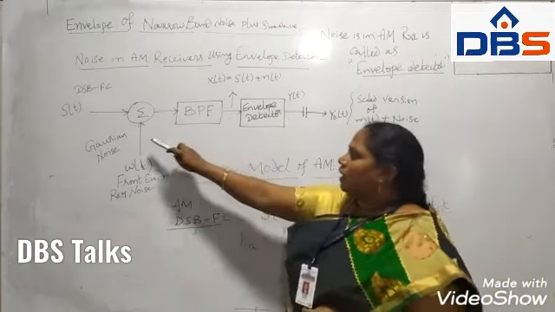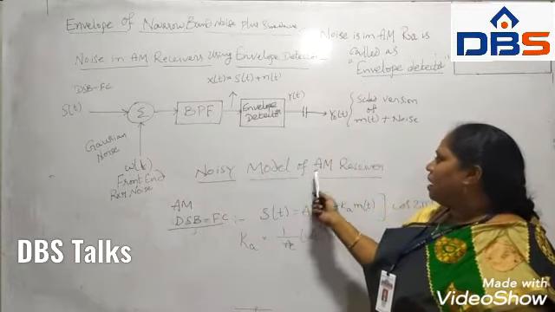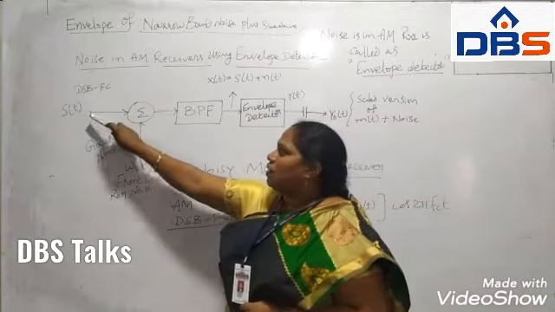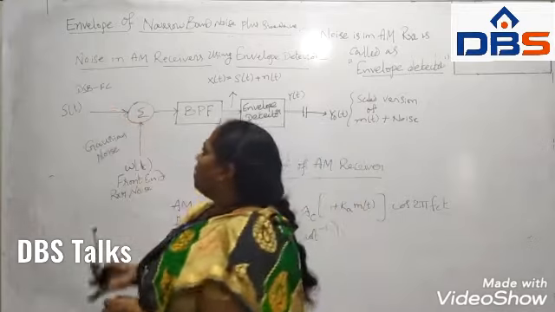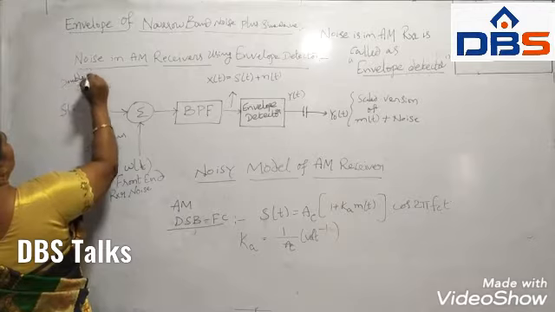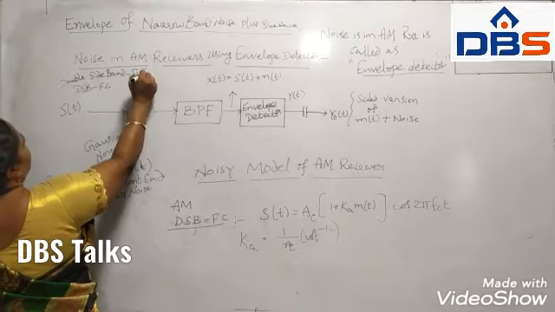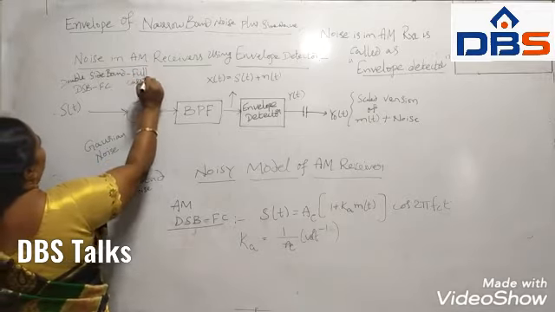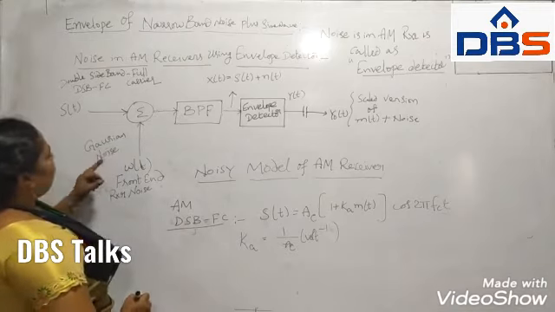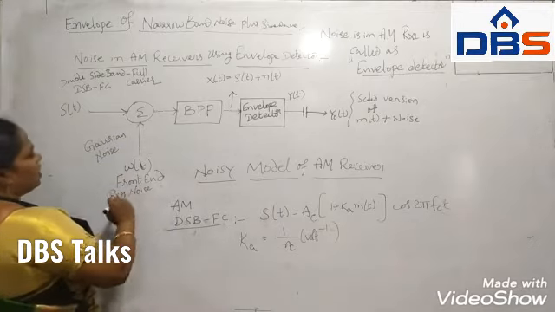So here we can take this block diagram. This is the noisy model of an AM receiver. Here S of t is the double sideband full carrier signal. Here we are applying the Gaussian noise, that is W of t. So it is the front-end receiver noise.